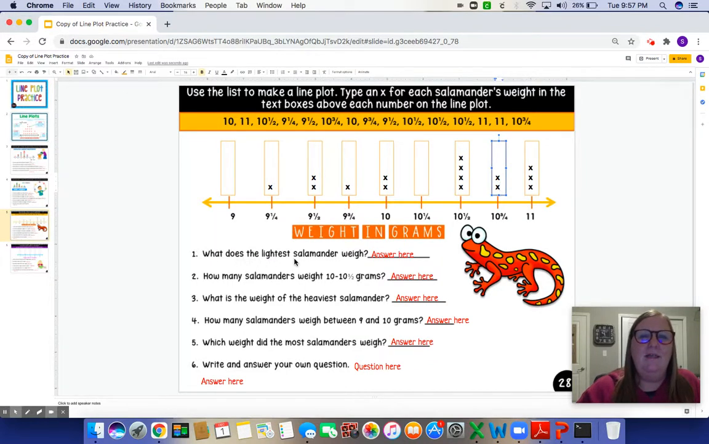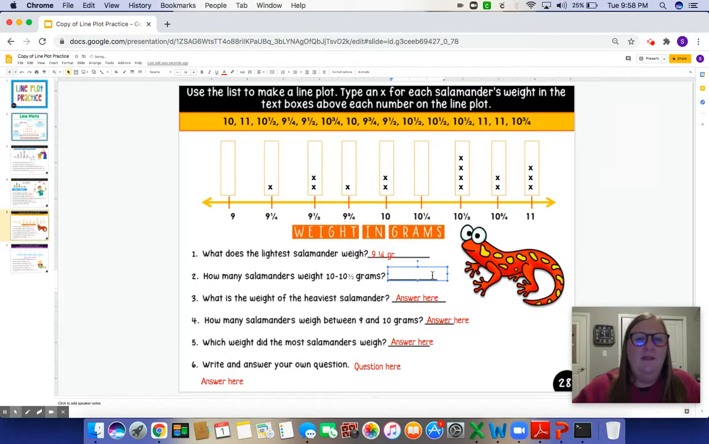What does the lightest salamander weigh? So lightest means he doesn't weigh as much as the others. So the lightest salamander, if I look at the weights, it starts with the smallest number, which is 9 grams, because it says it's weight in grams. So 9 grams all the way up to 11 grams. So the lightest salamander isn't 9 because we don't have any data in there that says there were any salamanders that weighed that. The first salamander that we see that weighed something is 9 1/4. So I'm going to write 9 1/4, and I'm going to put GR for grams. You can also type the word grams if you would like.